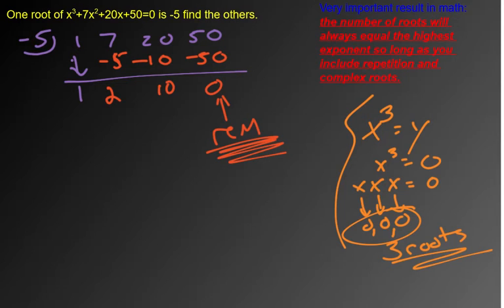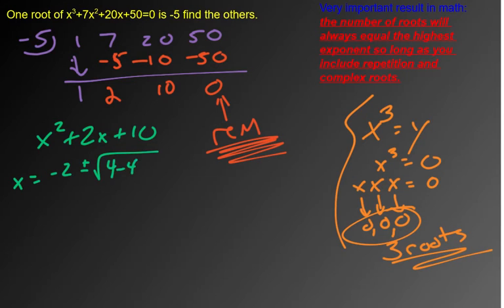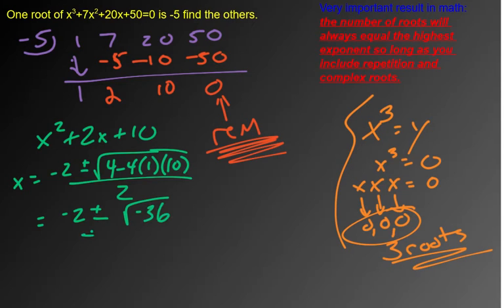So that means we now have our quadratic, x squared plus 2x plus 10. And this thing, it kind of looks like you might be able to factor it, do like a 5 and 2 thing, but it really doesn't work out because of the plus 2 and plus 10. So you just have to do the quadratic formula. So negative 2 plus or minus the square root of b squared minus 4ac, and then all over 2a. And then this in here is negative 36.